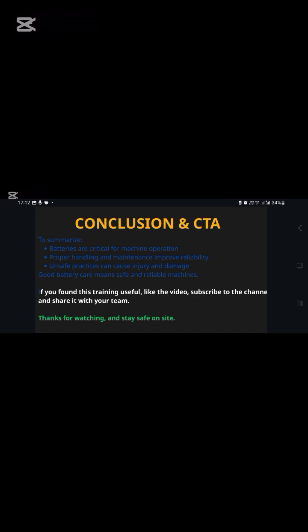So in our conclusion, we can summarize that batteries are critical for machine operation. Proper handling and maintenance improves reliability. Unsafe practice can cause serious injuries and damages. Good battery care means a safe and reliable machine.